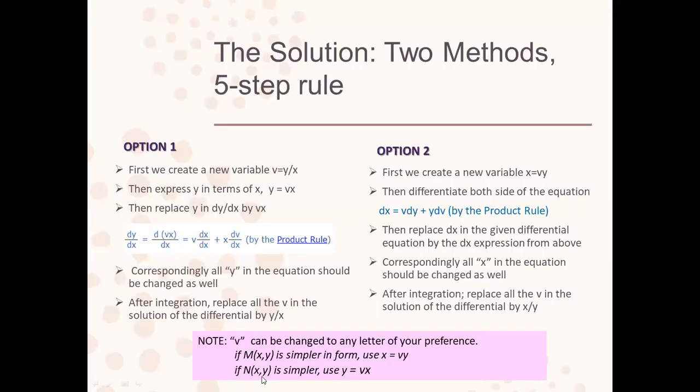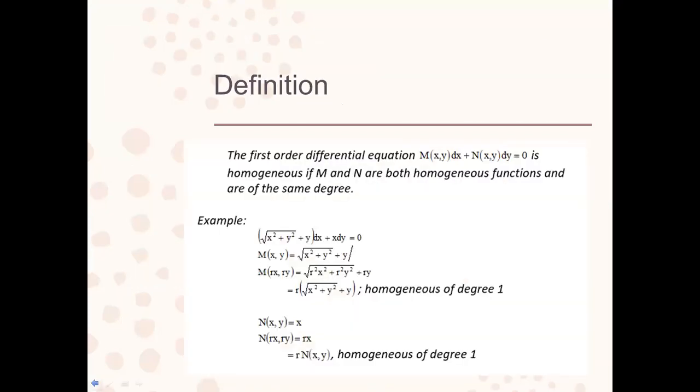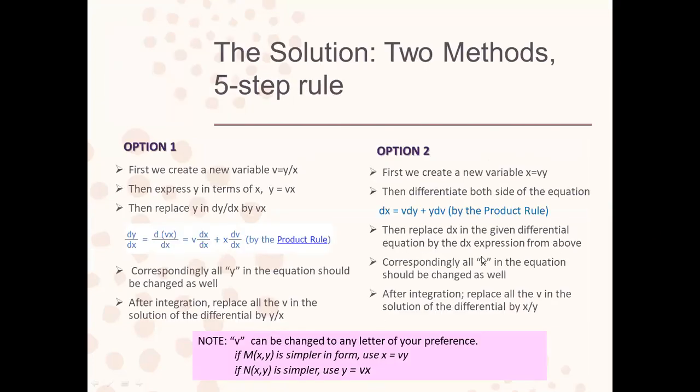if your N of x and y is simpler, use y equal to vx. And this N of x and y, in our form, is actually on the differential of y. That's a suggestion, class. If you intend to use the other option because you feel comfortable with it, it's okay. But normally, this is how the process goes.